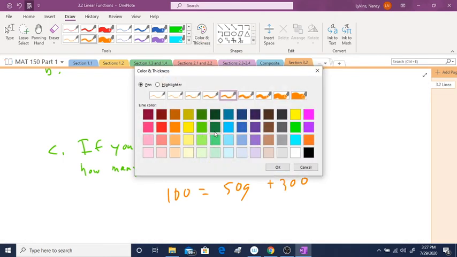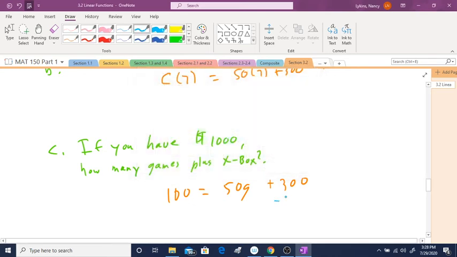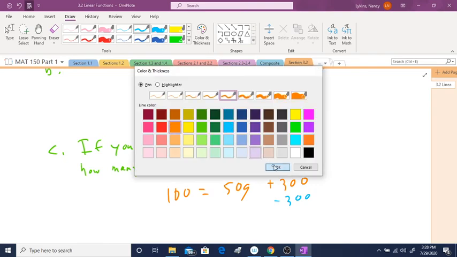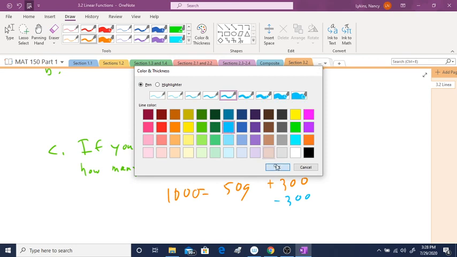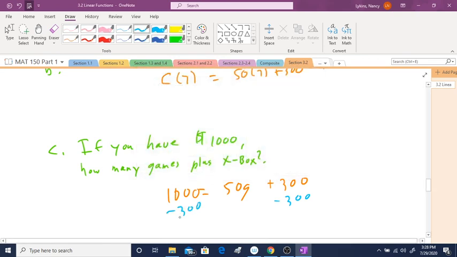So then what I want to do is solve it just like an equation, and I'm going to subtract 300 on both sides. That should have been 1,000. I don't know what happened right there, but it should be 1,000. So I'm going to subtract 300 on both sides, and you get 700 equals 50G.